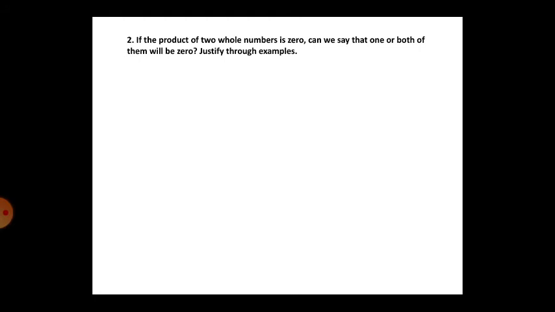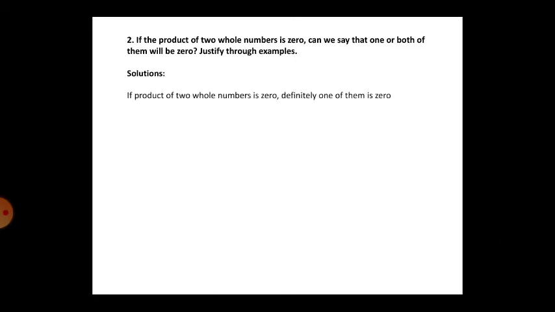If the product of two whole numbers is 0, can we say that one or both of them will be 0? Justify through an example. The question is about the product of two whole numbers. When will it be 0? Either one number is 0, or both of the numbers should be 0. Then only will the answer be 0. You have to explain that by taking an example.